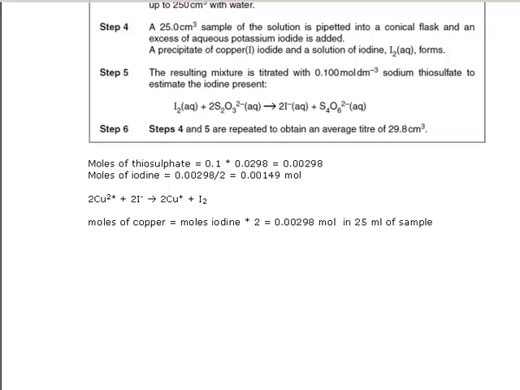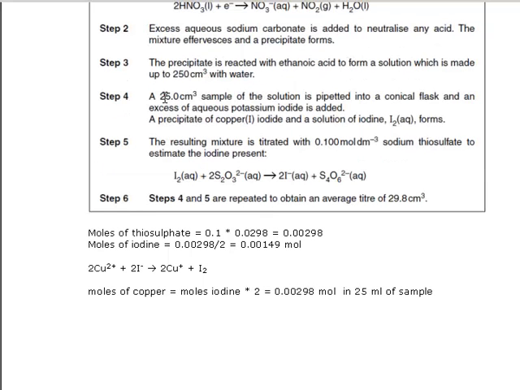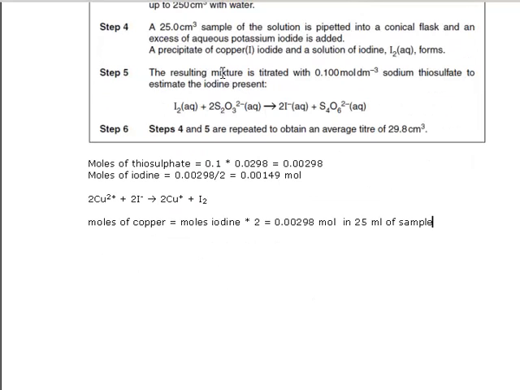Now this is an easy mistake to make. If we look back here, we took a 25 centimeter cube sample from a 250 centimeter cube solution. So therefore, in 250 ml, there are 0.00298 times 10 equals 0.0298 moles of copper.